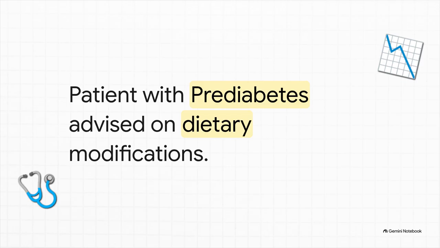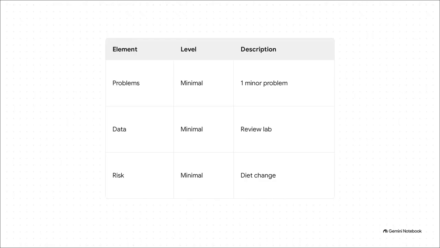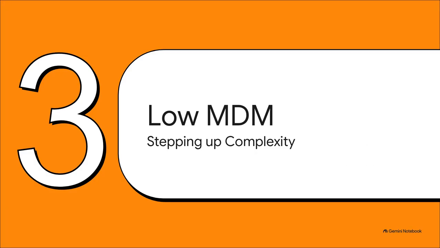Let's actually audit it. This brilliantly illustrates our 2 out of 3 rule in action. Looking at the rubric under problems addressed, we have one minor problem. That's the prediabetes. So that meets the straightforward criteria. For data, it's minimal. We're just reviewing a previously ordered lab. And for risk, dietary modification carries a minimal risk of morbidity. Because we hit minimal problems and minimal risk, we perfectly satisfy our 2 of 3 rule for a straightforward MDM level. Excellent job. Next up is Section 3, where we step it up a notch to low MDM.